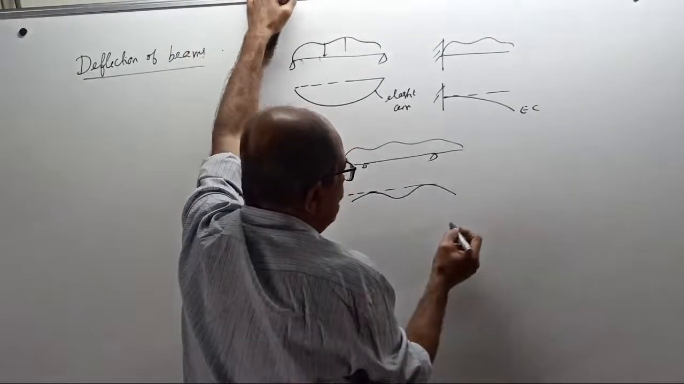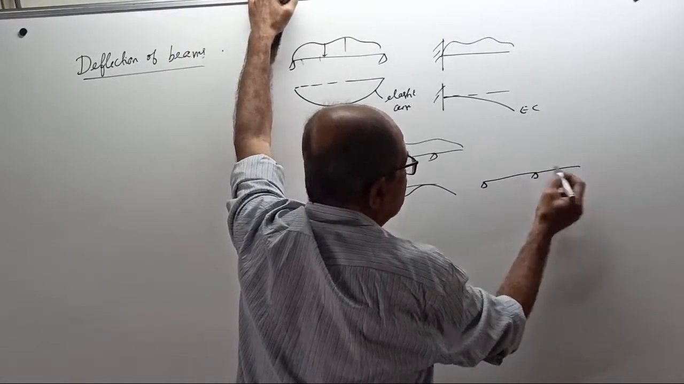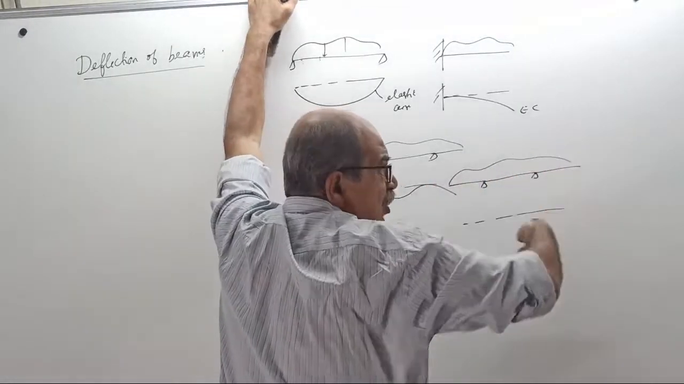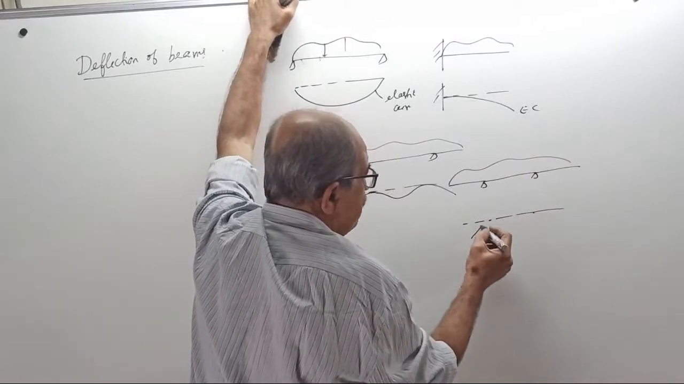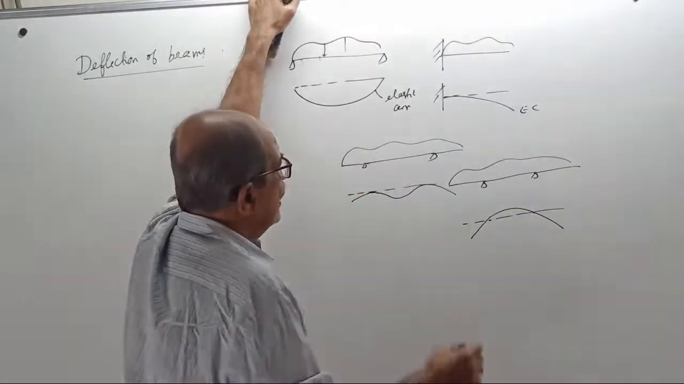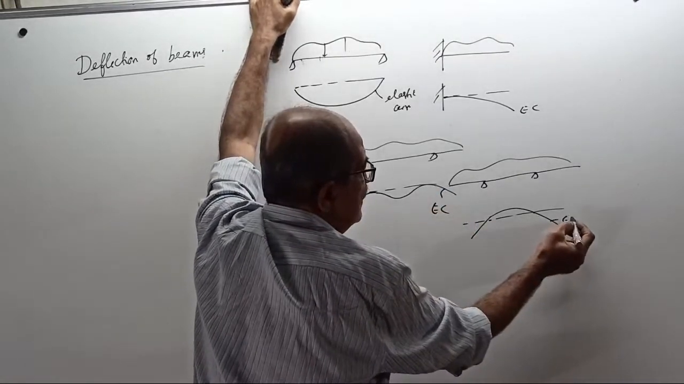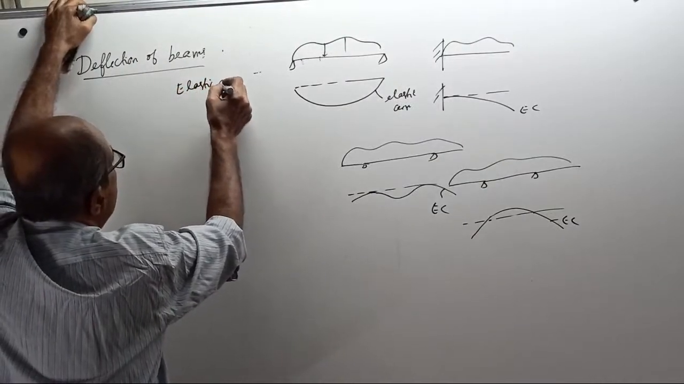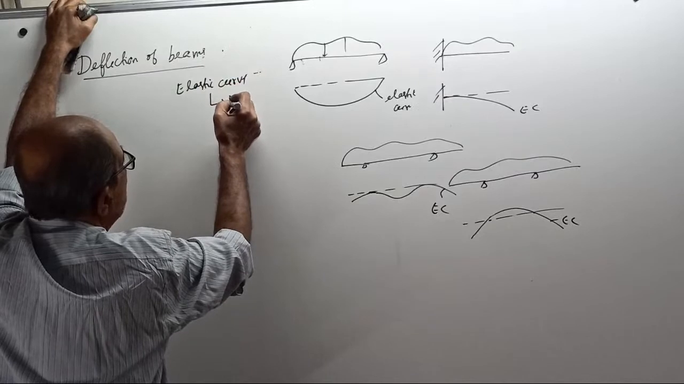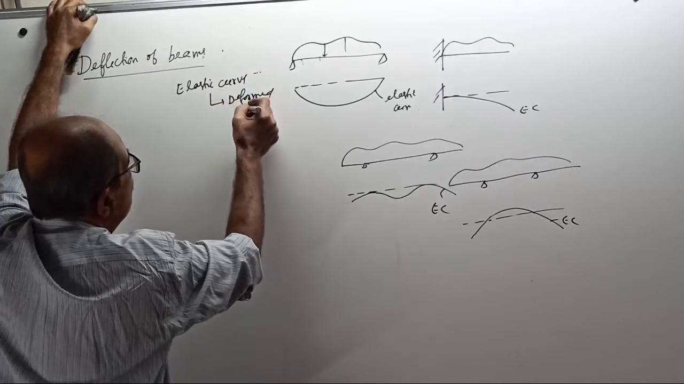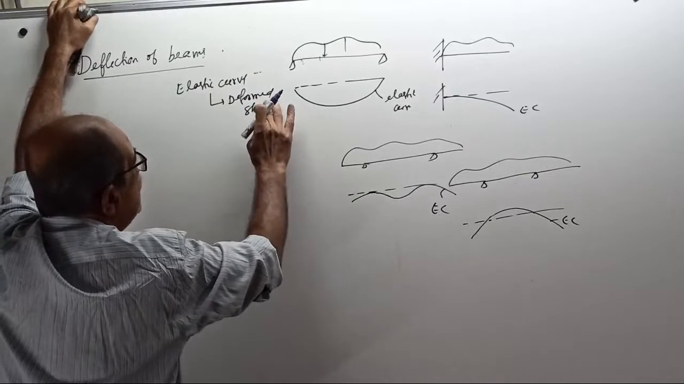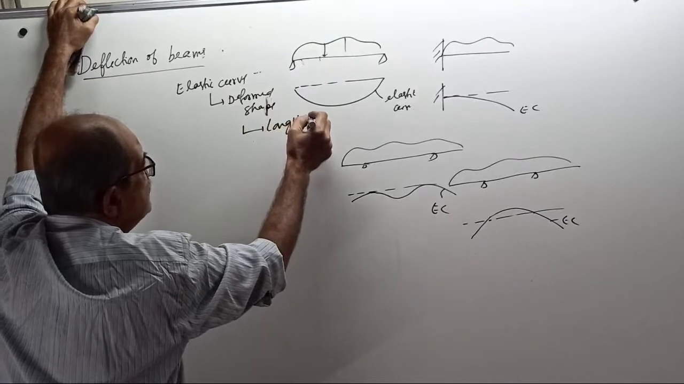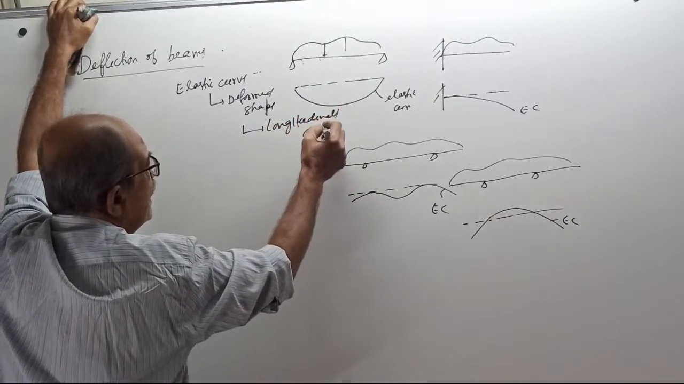Or in case the overhanging beam has heavy overhangs, then because of the heavy overhang here, the beam may completely hog. It is possible. These are all elastic curves. Remember, elastic curve means deformed shape, the shape which you consider longitudinally, usually as a line diagram.